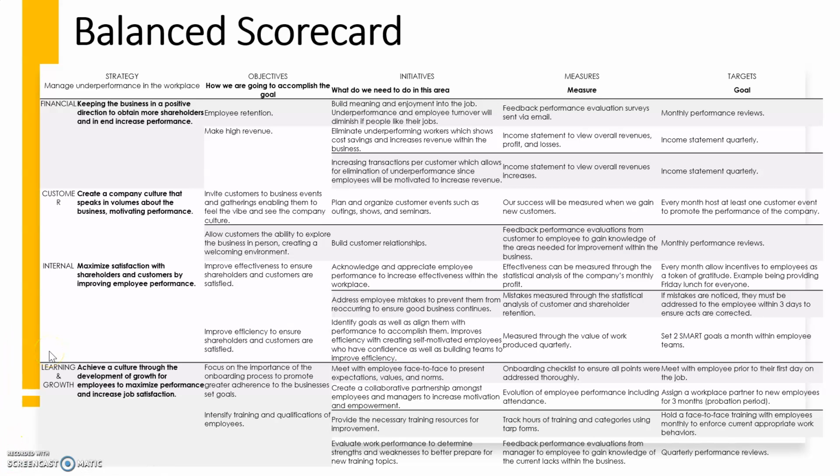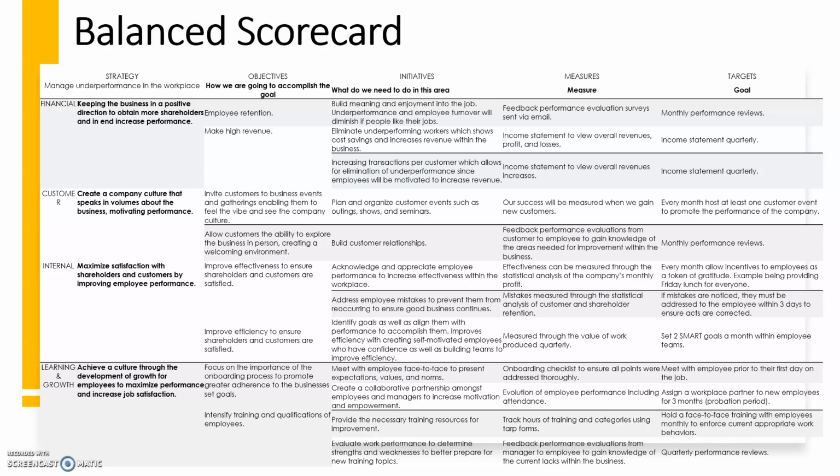So now to actually look at the balanced scorecard and discuss what's going on here, I'm going to be using the learning and growth piece. The strategy: manage underperformance in the workplace. How are we going to achieve this? We're going to achieve a culture through the development of growth for employees to maximize performance and therefore increase job satisfaction. This is going to eliminate the underperformance in the workplace.